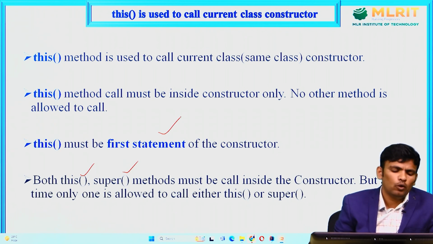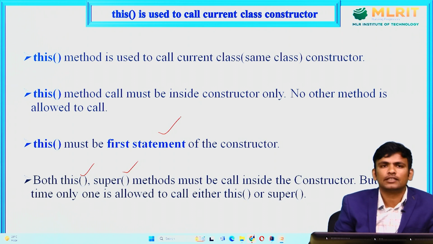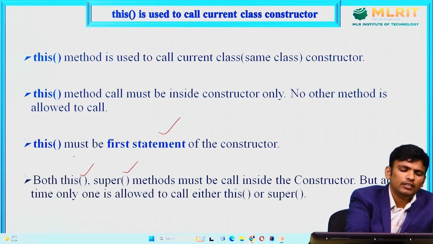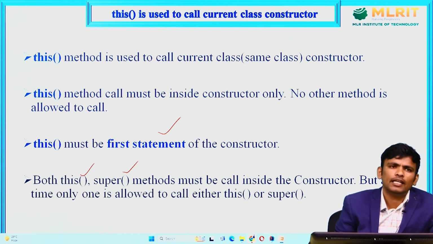So what if I want to use this method and super method simultaneously? It is not possible. It will throw a compile time error. Why? The rule is very clear: this method must be the first statement inside a constructor, and super method has exactly the same rule. Super method also must be the first statement inside a constructor. So it is not possible.